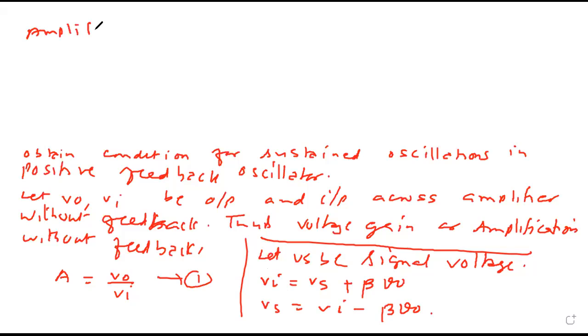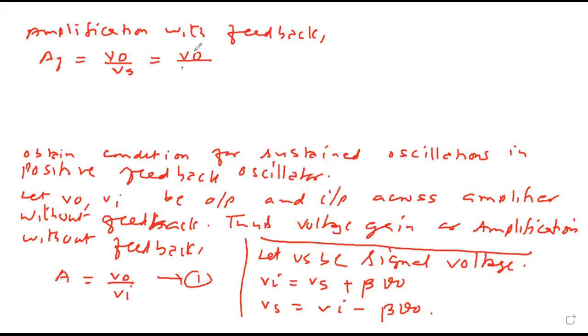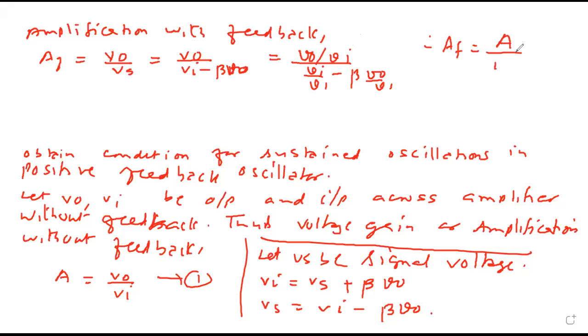So amplification with feedback, AF is output voltage upon signal voltage. So output upon VI minus beta times V naught. Beta is here not current gain, it is multiplier factor. So we'll get V naught. I'm dividing by VI, numerator and denominator. So we get AF equal to A upon 1 minus A into beta. So formula for amplification with feedback is A upon 1 minus A into beta. Just copy till this, then I'm writing condition when this will happen.